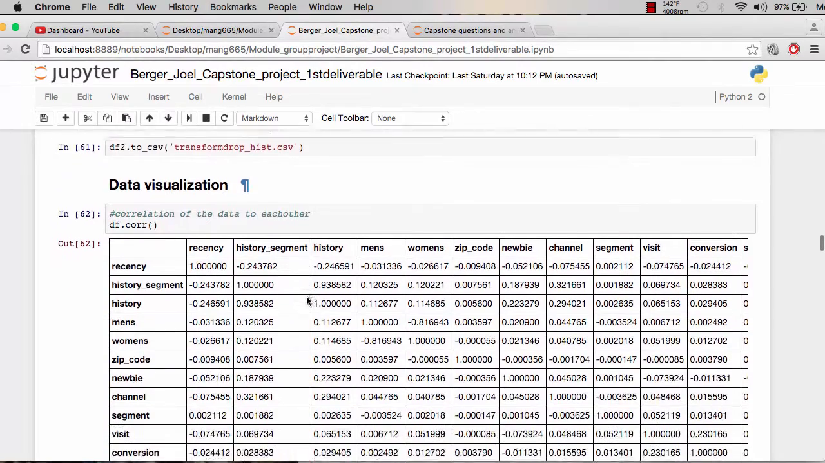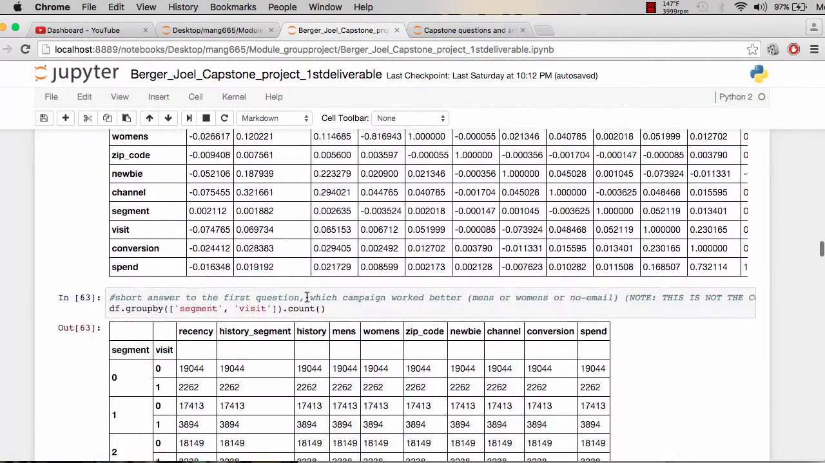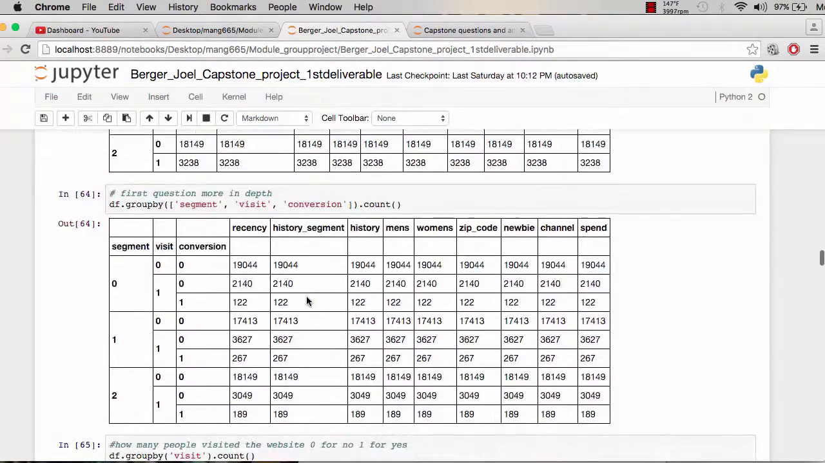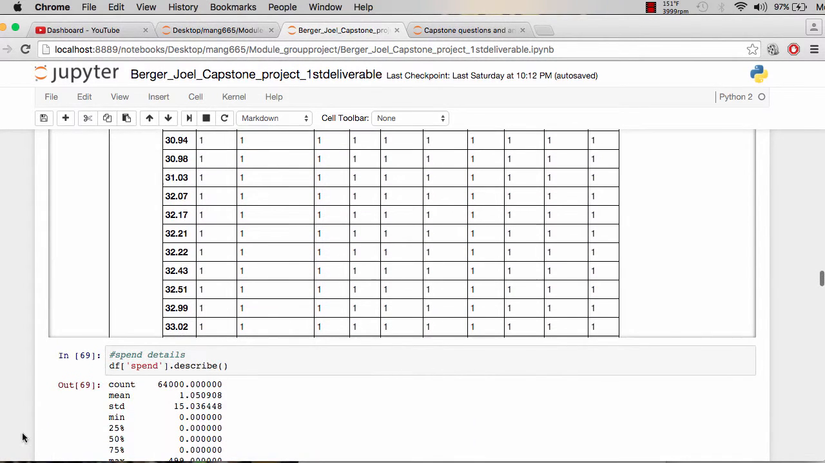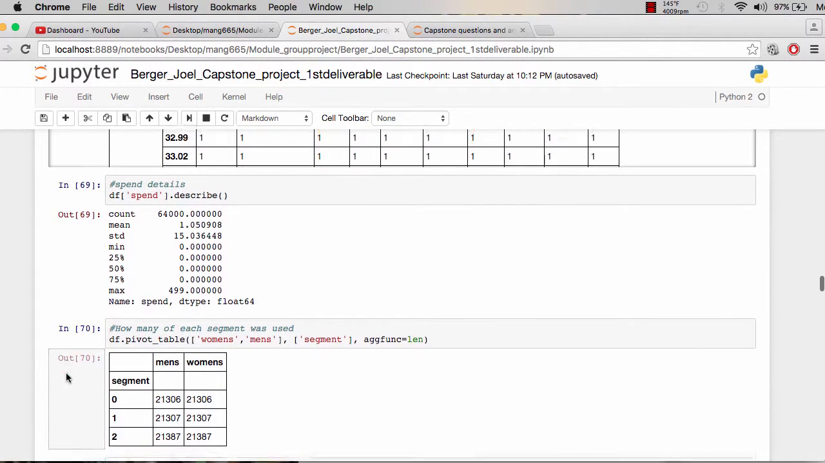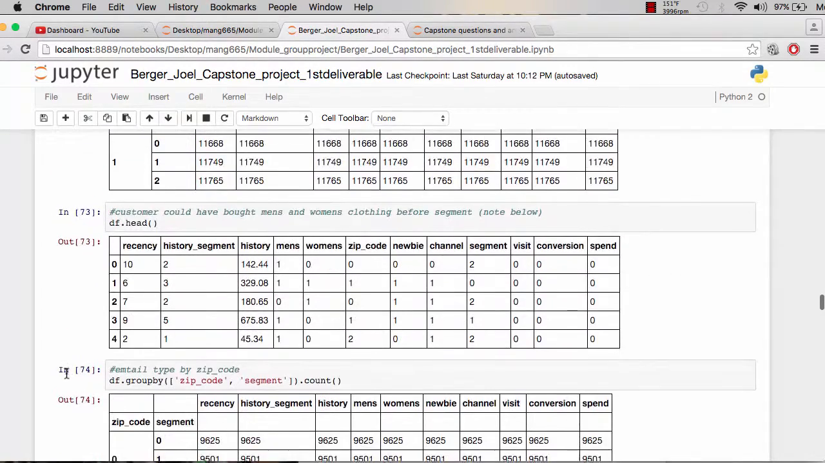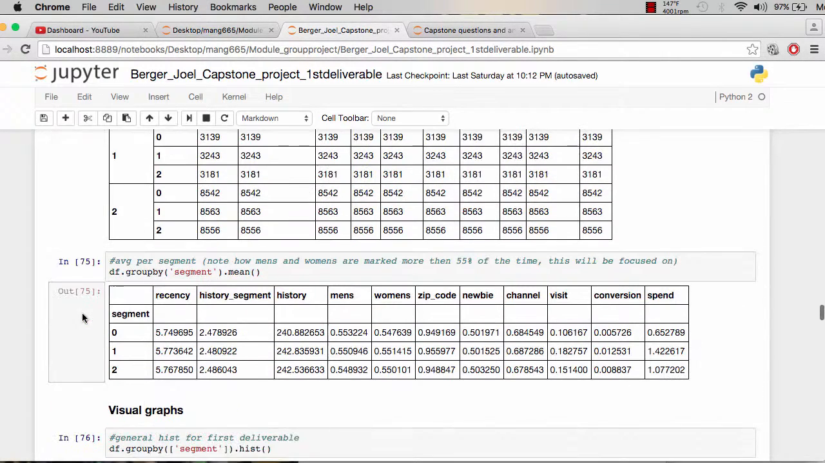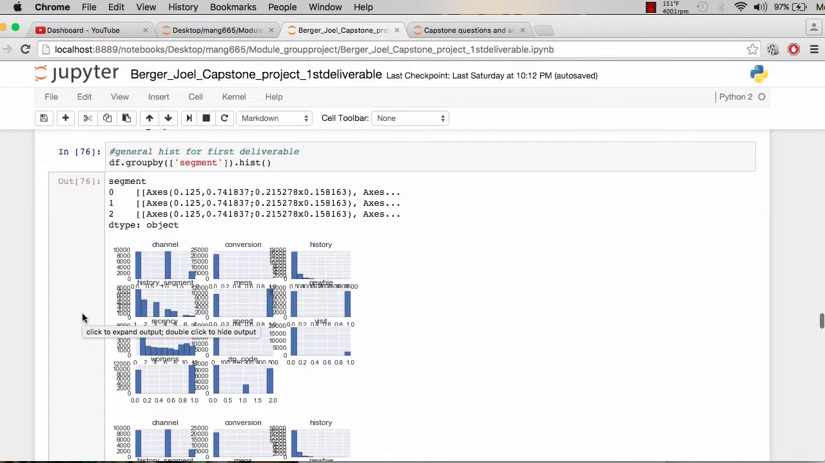I also did some data visualization during this. I did correlation analysis just to get a general idea for the data, general visit count, conversion count, and so forth. As you can see, it's just a general understanding of what data I'm given, trying to figure out what I'm going to do with the data to answer the questions. And I just gave a general explanation of what I do with the stuff. And then I have some visual graphs just to show some examples.